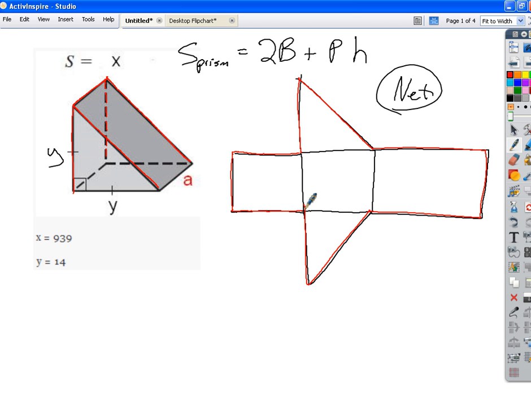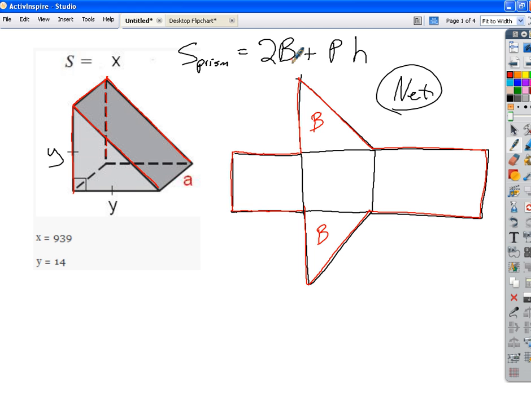All right, so now if I wanted to add these things up, let's see if we can reconcile what this net looks like with that surface area equation. What about the 2B part? We said the bases were the triangles, right? So the area of this triangle is just B, and the area of that triangle is B. That's what we're calling the capital B, the area of the base. And there are two of those to add up, right?